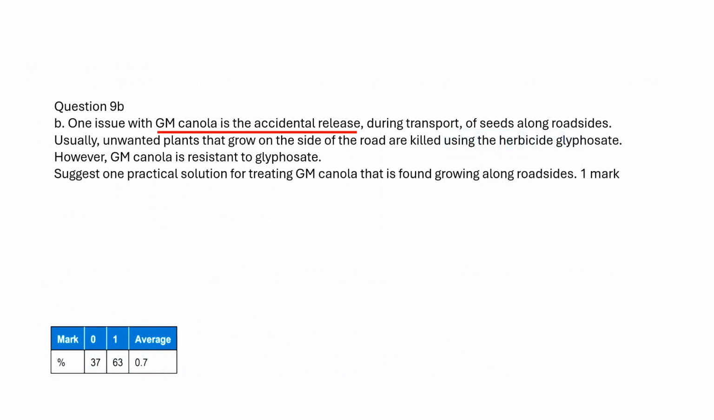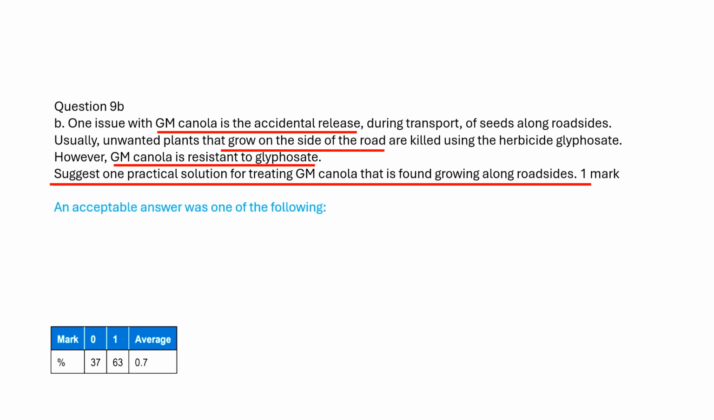A problem with GM canola is the accidental release, during transport, of seeds along roadsides. Usually, unwanted plants that grow on the side of the road are killed using the herbicide glyphosate. However, GM canola is resistant to glyphosate. Suggest one practical solution for treating GM canola growing along roadsides.